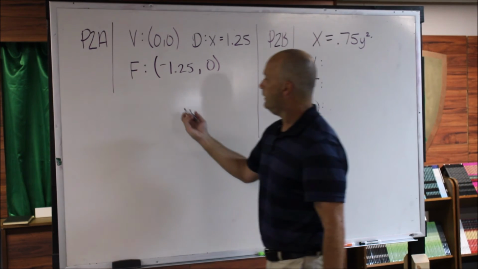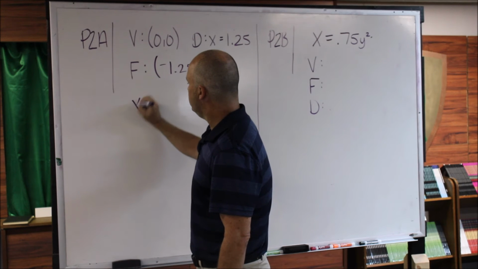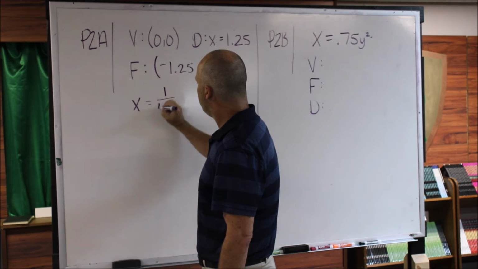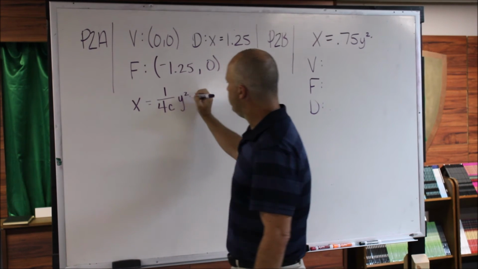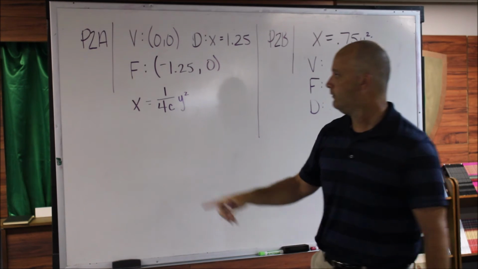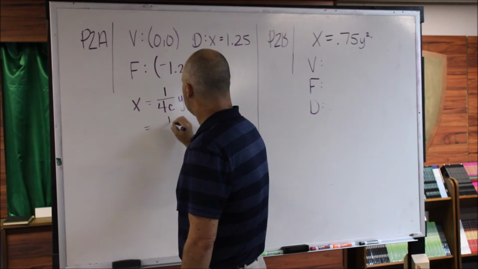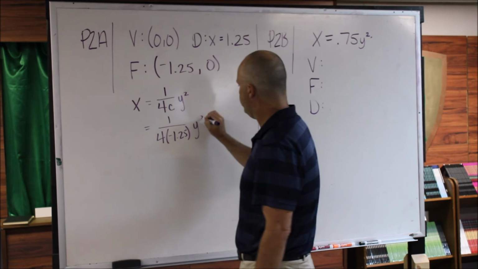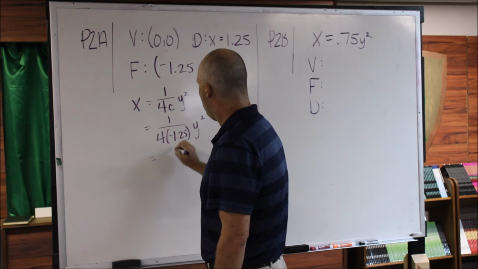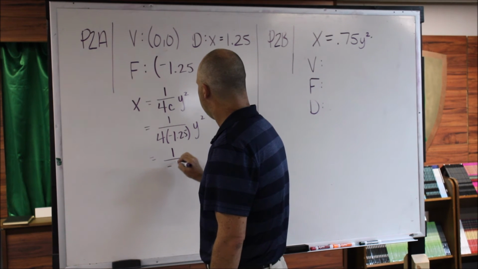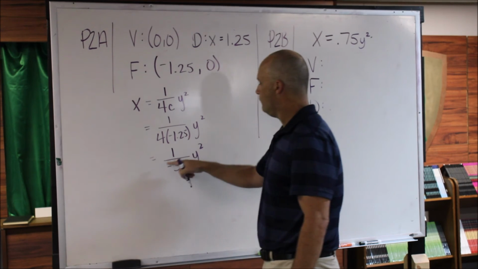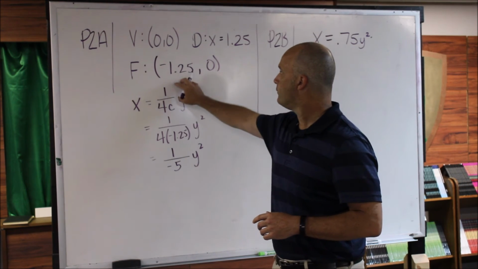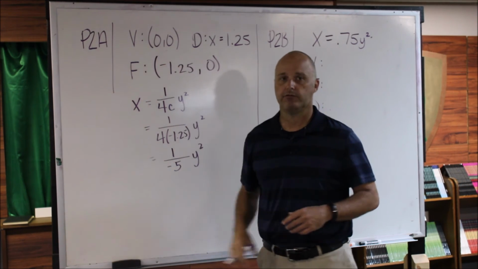So what we're going to do is go ahead and set this up as x equals 1/4c y squared. Now we're going to plug in the negative 1.25 for the c value, and that's going to give us 1/4 times negative 1.25 y squared, and then we end up with 1/-5 y squared, or -1/5 y squared. So you can see there's the equation, there's the focus, and that's all based off this directrix and this vertex.